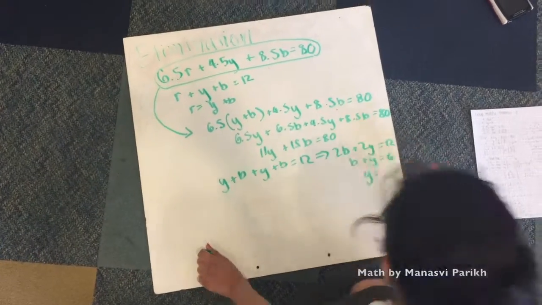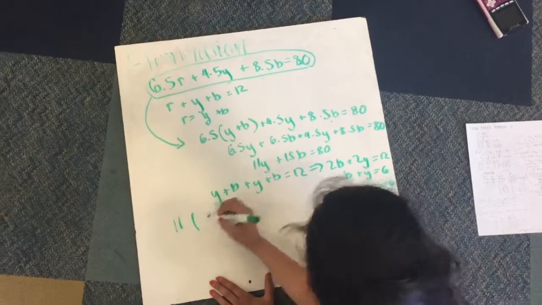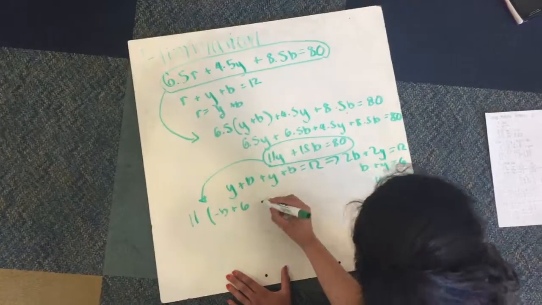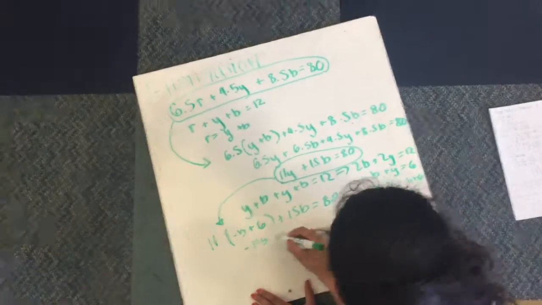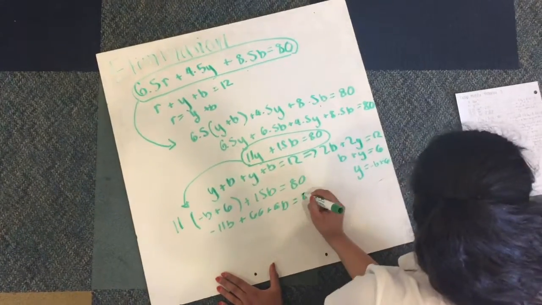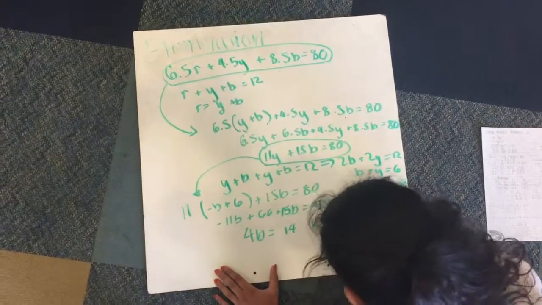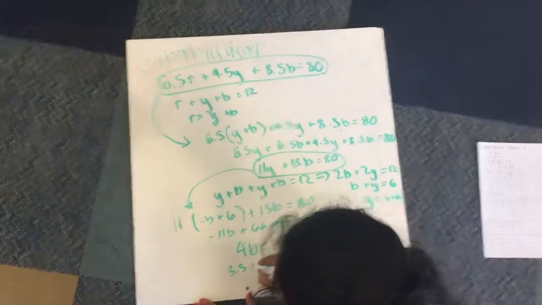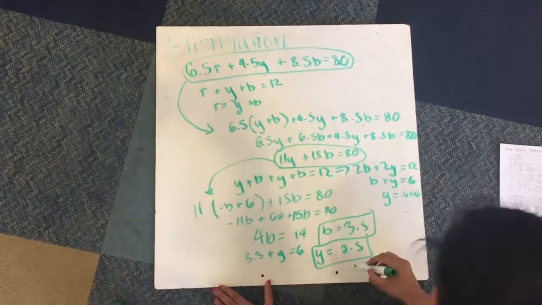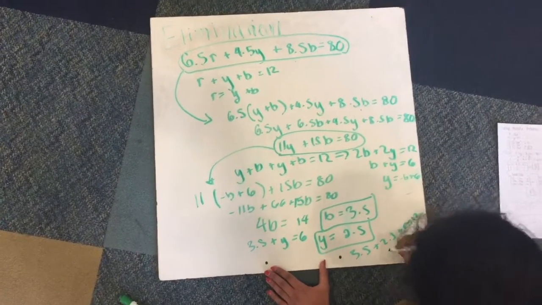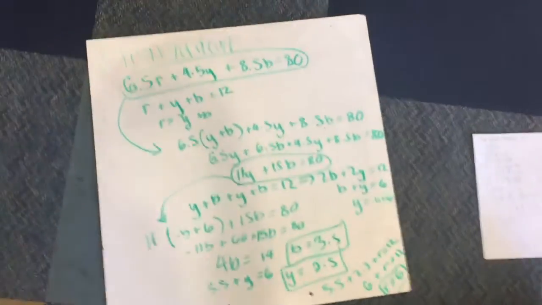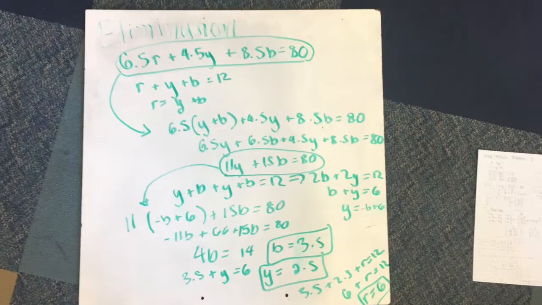So now when we plug in y is equal to negative b plus 6 into 11y plus 15b is equal to 80, and then solve for b, we get b is equal to 3.5. When we plug in 3.5 into y is equal to negative b plus 6, we get y is equal to 2.5. And when we plug in 2.5 and 3.5 into r plus y plus b is equal to 12, we can solve for r and get 6.